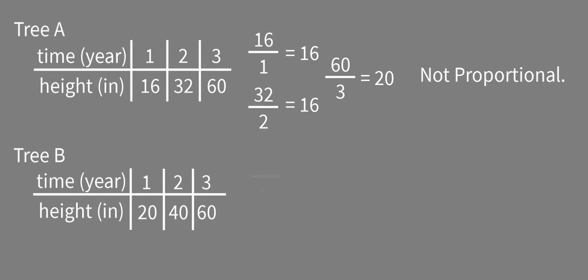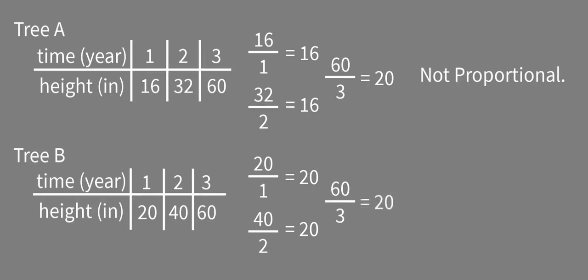The first one is 20 inches in the first year. That equals 20 inches in a year. It's 40 inches tall in the second year, which is again 20 inches per year. And then 60 inches in the third year, that equals 20 inches per year. So in this case, the second tree, or the one I labeled tree B, represents a proportional relationship.